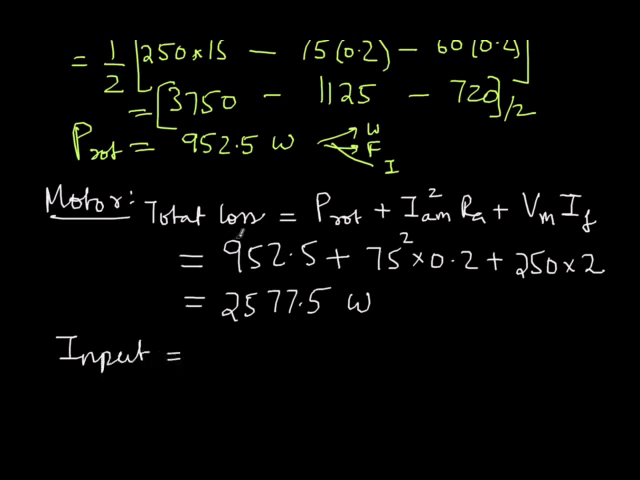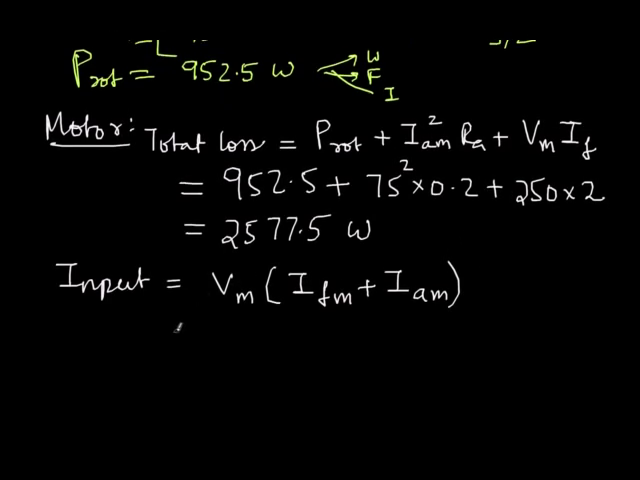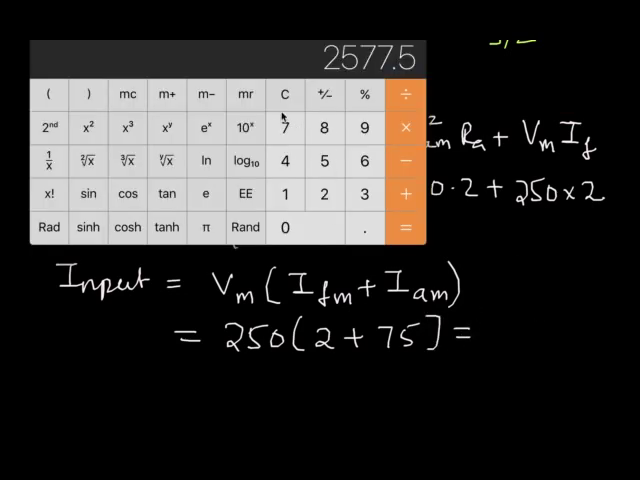So the input to the motor is nothing but VM times the field current of the motor plus the armature current of the motor. So this is what is ultimately going into the motor. Voltage into current is power. So the first term will be the power going into the shunt field winding, and the second is the power going into the armature winding. So 250 volts multiplied by the field current of 2 amperes plus the motor armature current of 75 amperes. So this will be 250 into 77.